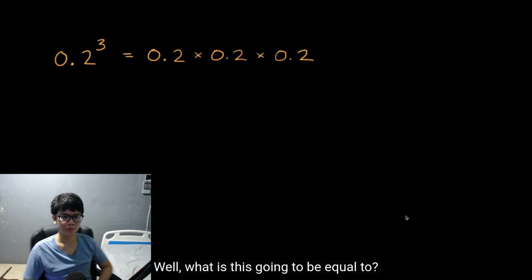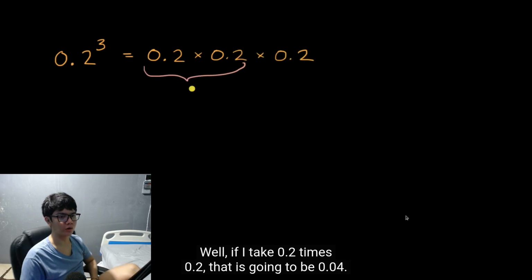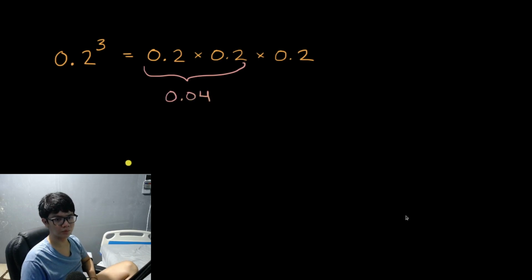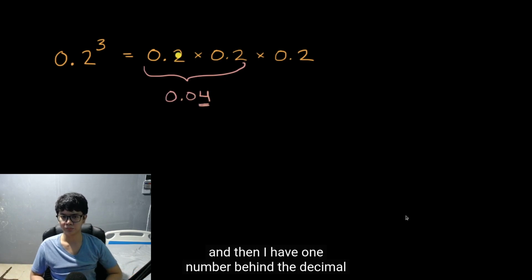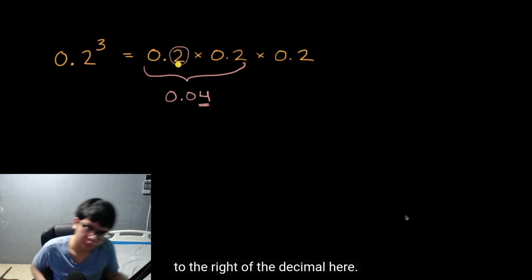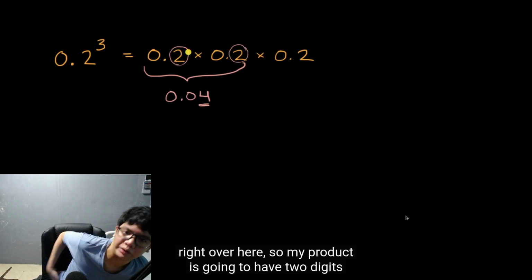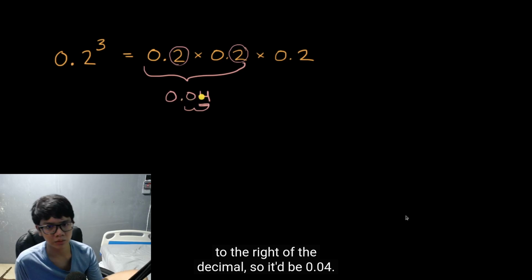Well, what is this going to be equal to? If I take 0.2 times 0.2, that is going to be 0.04. One way to think about it, 2 times 2 is 4. And then I have one digit to the right of the decimal here. I have another digit to the right of the decimal right over here. So my product is going to have 2 digits to the right of the decimal. So it would be 0.04.